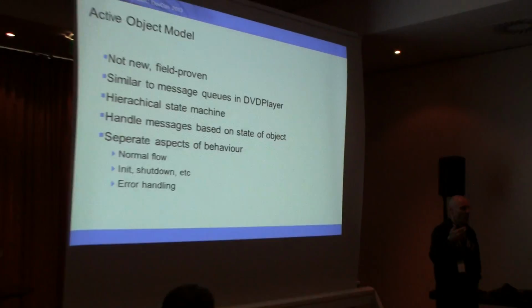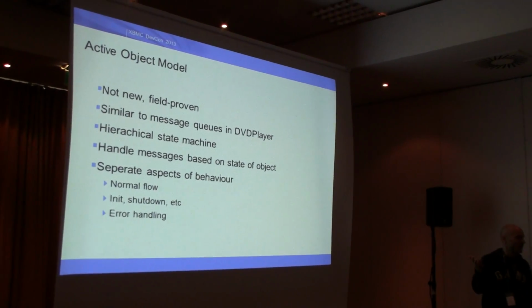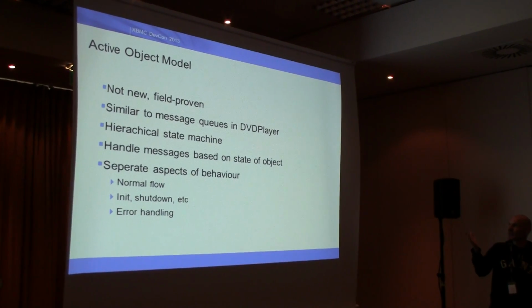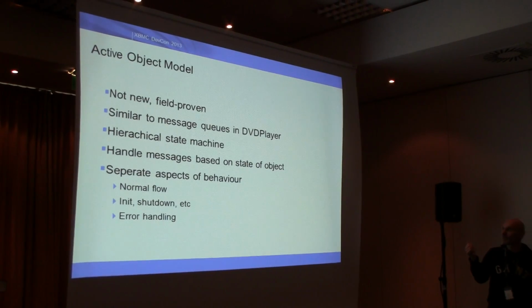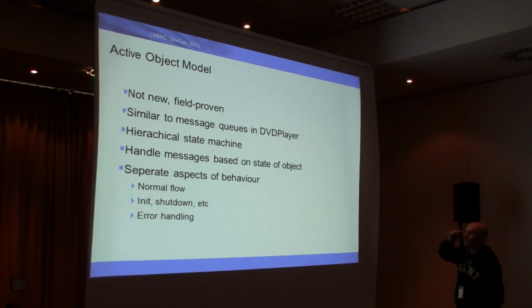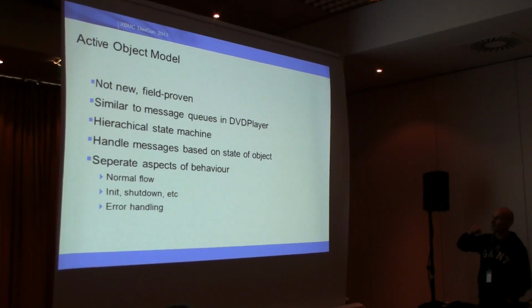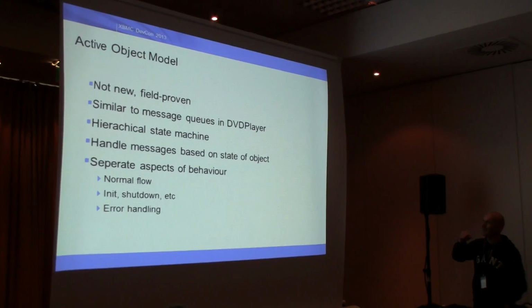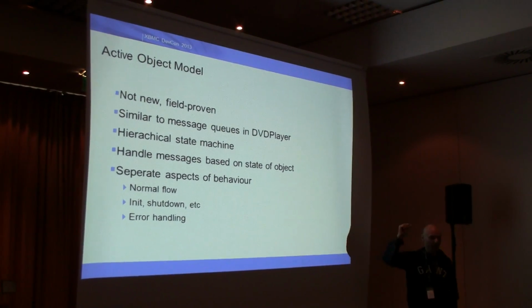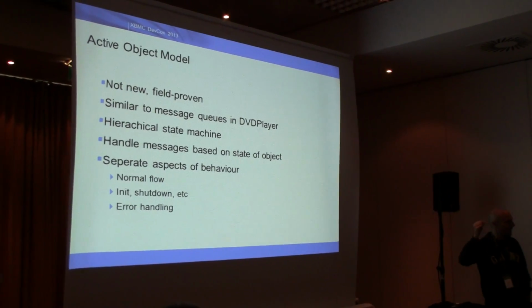The active object pattern is not new, it's no rocket science, it's field proven, and it's even inside XBMC. It's very similar to what you find with the DVD player. It uses the pattern already, maybe in a slightly different way, but it's the same pattern. Active AE implements hierarchical state machines. I can show a code snippet afterwards. It handles messages primarily based on state, so it first looks at the state of the object and then at the message itself.